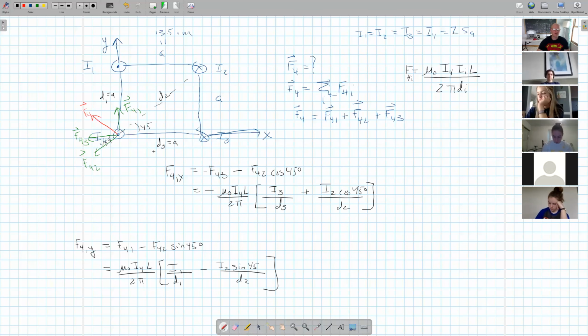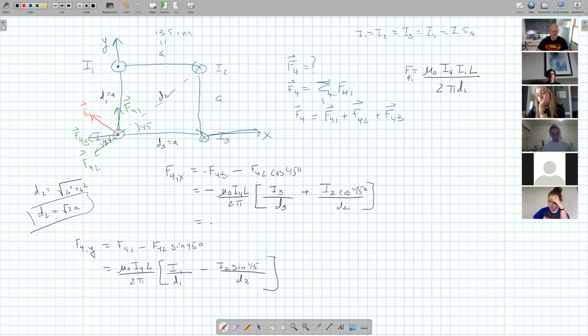So from our diagram, we can then see again that d3 is simply equal to a, d1 is equal to a, and then d2, since this is a right triangle, we can use the Pythagorean theorem to say that d2 is equal to the square root of a squared plus a squared, which is equal to the square root of 2 times a. Everyone's okay with that? So this is our d2.